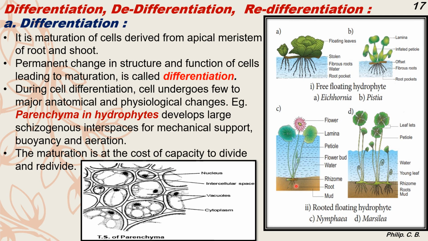So you can see the root which is embedded in the soil, the flower bud, petiole which is very long, which helps the lamina, that is the leaf, to float on the surface, and the flower. Here also you can see in case of Marsilea, the leaflets, petiole, the young leaf, the rhizome, root, mud where the rhizome and the root are embedded.